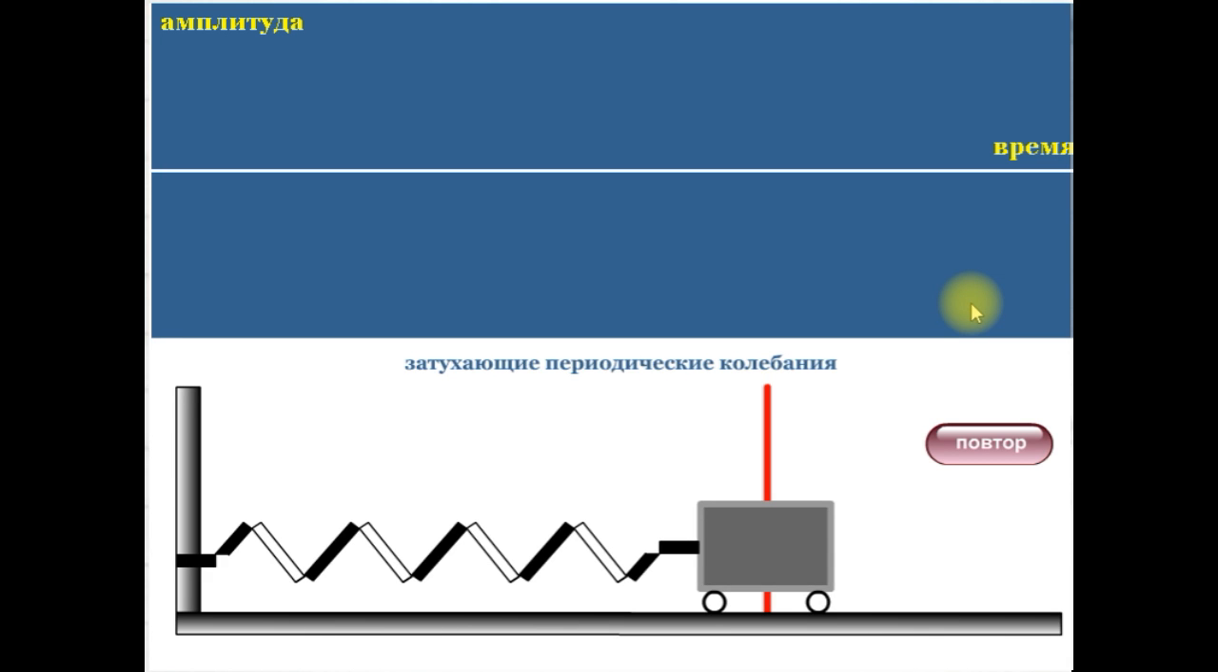Hello everybody! Today we talk about a periodic motion, so-called oscillations. There is a simple physical model that helps us to consider all the main types of periodic motion. It's called a spring pendulum or an elastic pendulum.